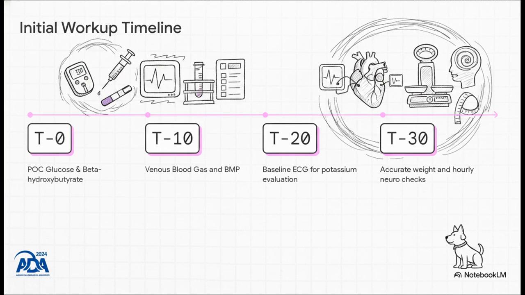By minute 20, you absolutely must secure a baseline ECG. Why? Because you are actively hunting for peaked T waves of hyperkalemia or flattening U waves of hypokalemia before a single drop of insulin is given. Finally, by minute 30, get an accurate patient weight for precise dosing and do your first neurocheck.